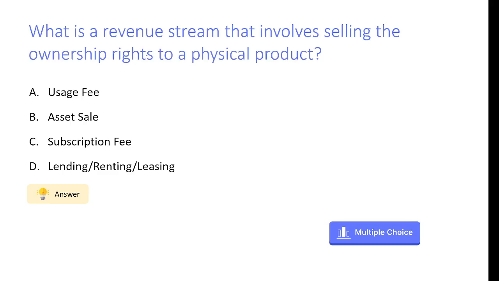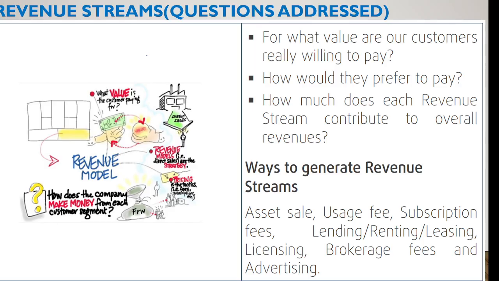What is a revenue stream that involves selling the ownership rights to a physical product? Usage fee, asset sale, subscription fee, lending, renting, leasing. What is the correct answer? The correct answer is B, the asset sale. When you sell an asset, you are selling the ownership rights to that physical product.